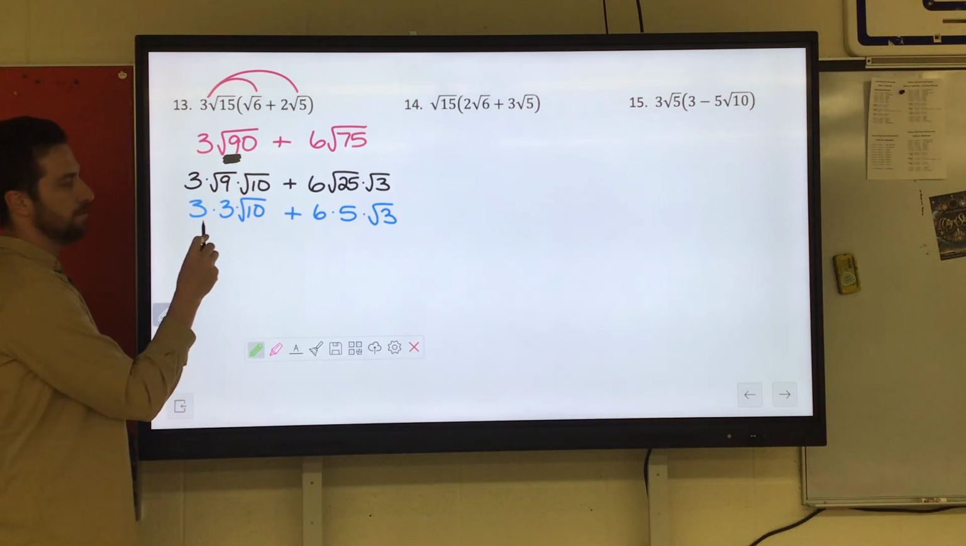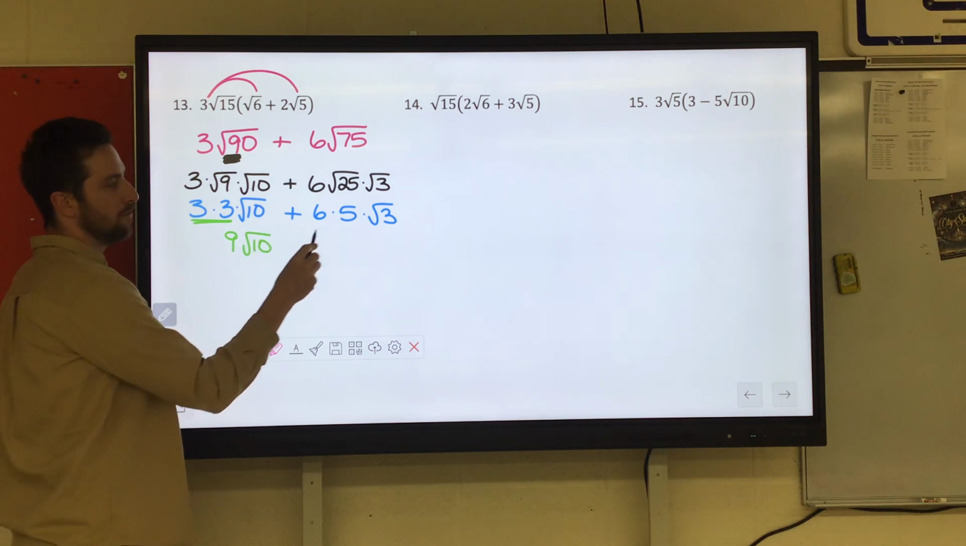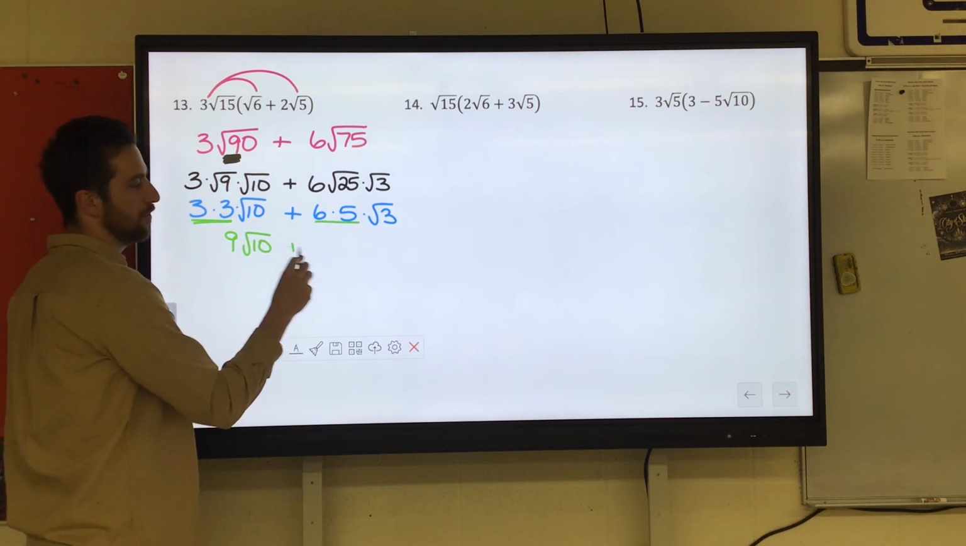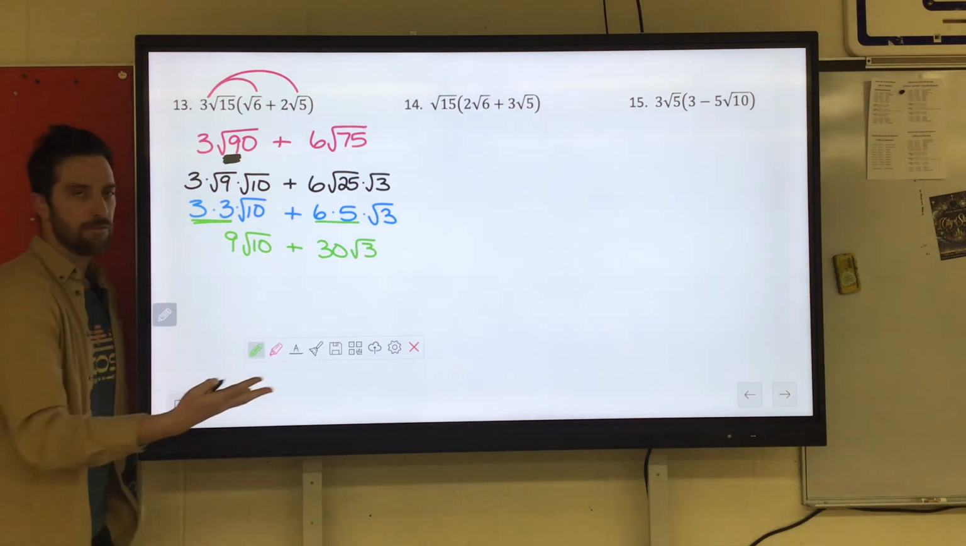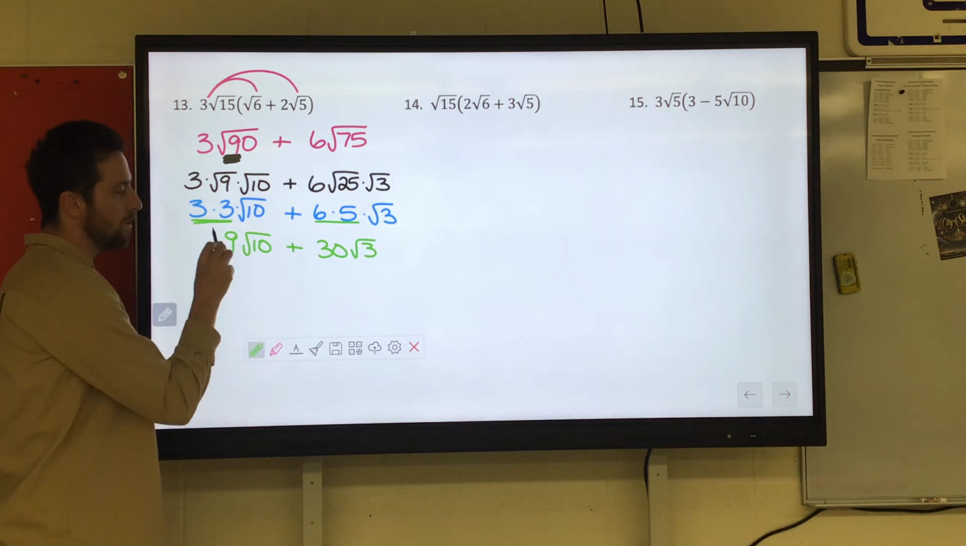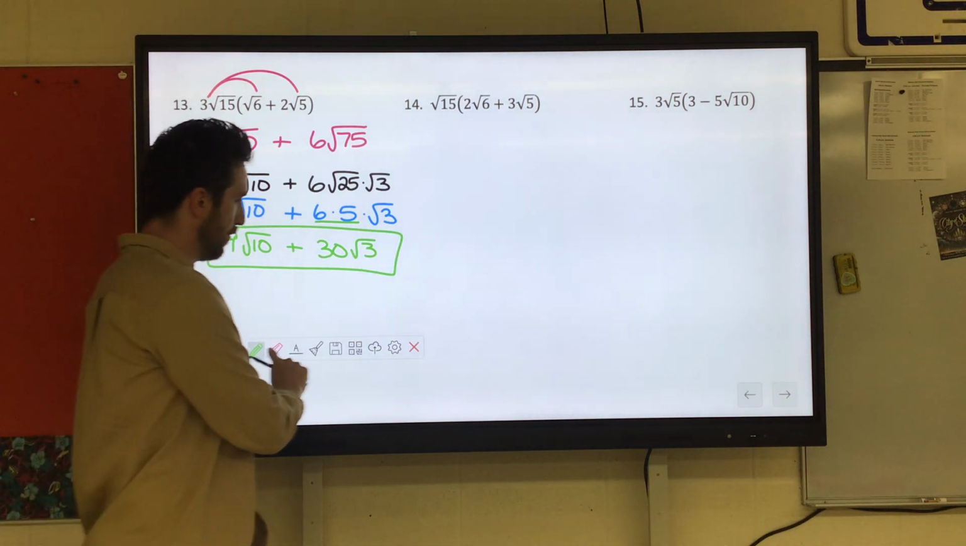So on the left side, we have 3 times 3. That's 9 root 10. Over here, 6 times 5 is 30. And we'll bring in the root 3. They have different radicals. Can't combine them anymore. So this would be our final answer. Yes! All right!